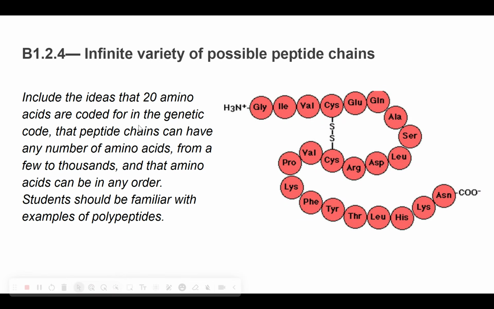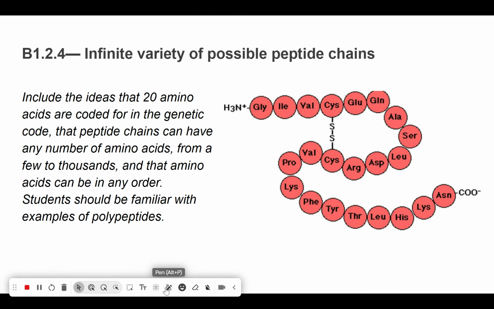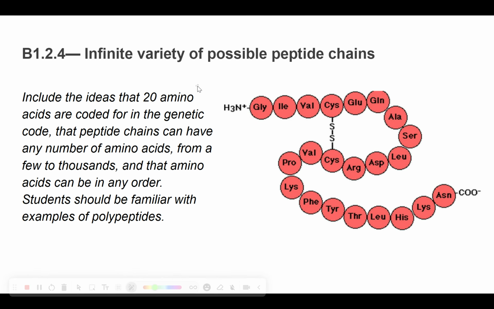So also when you think about the way that amino acids join together, I think I'm going to go green for this one. There are an infinite variety of possible peptide chains. So there are 20 amino acids that are coded for in the genetic code, and peptide chains can have any number of amino acids. So you could have a protein that's made up of just 3 amino acids, or you could have a protein that's made up of like 400 amino acids. And amino acids can be in any order.